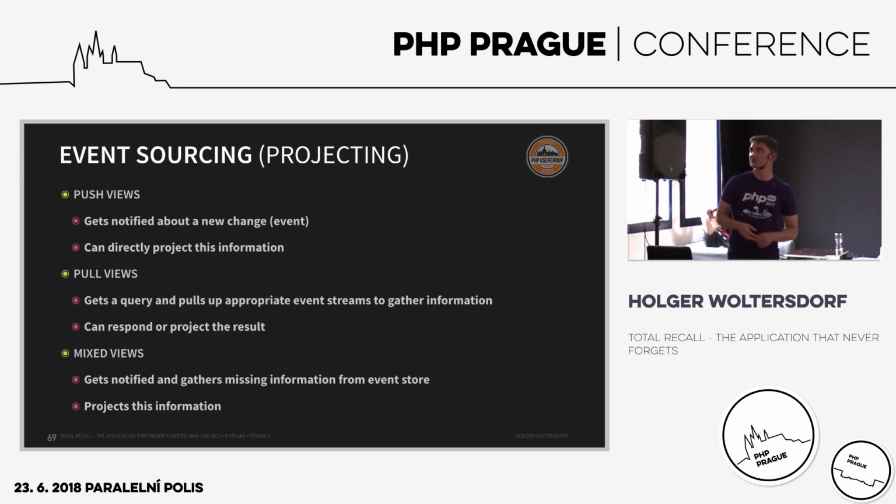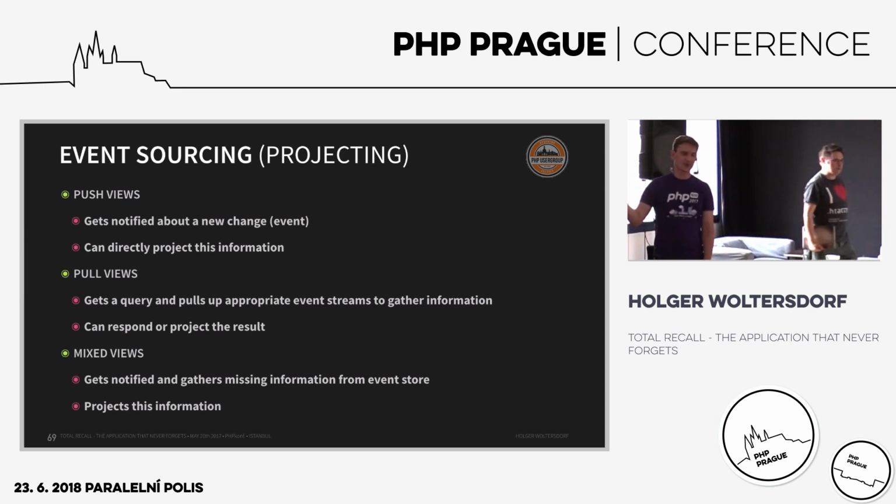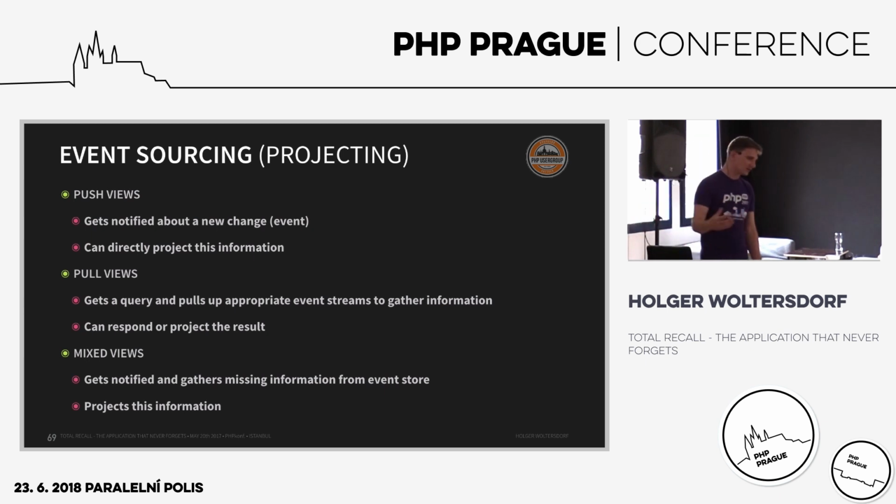You can also have pull views because when you push one event to the projection, you may not have all information to update your current projection. So that's why pull views also exist, and they can access the event store and get particular events out of the event store to get more information to update the projection. And you could also have mixed views, so they are triggered by an event, and they can also pull some information.